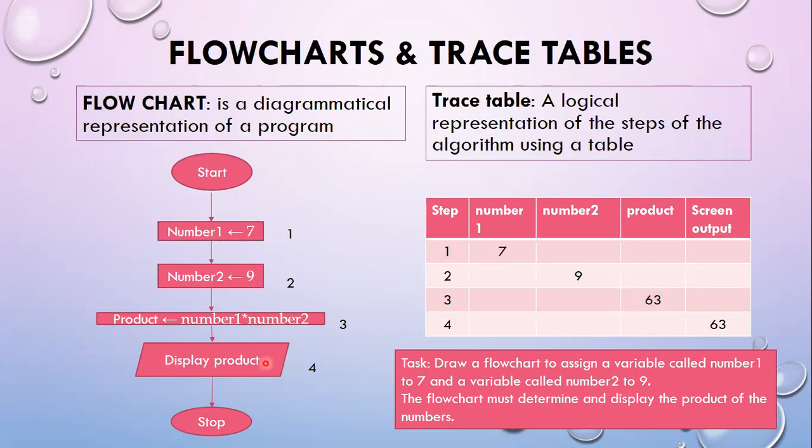Then I need to have an output. Remember, we are dealing with input, processing, and output. So I have to display my answer, and that will go into step 4. So do you see how easy a flowchart is as soon as you put a trace table to it?